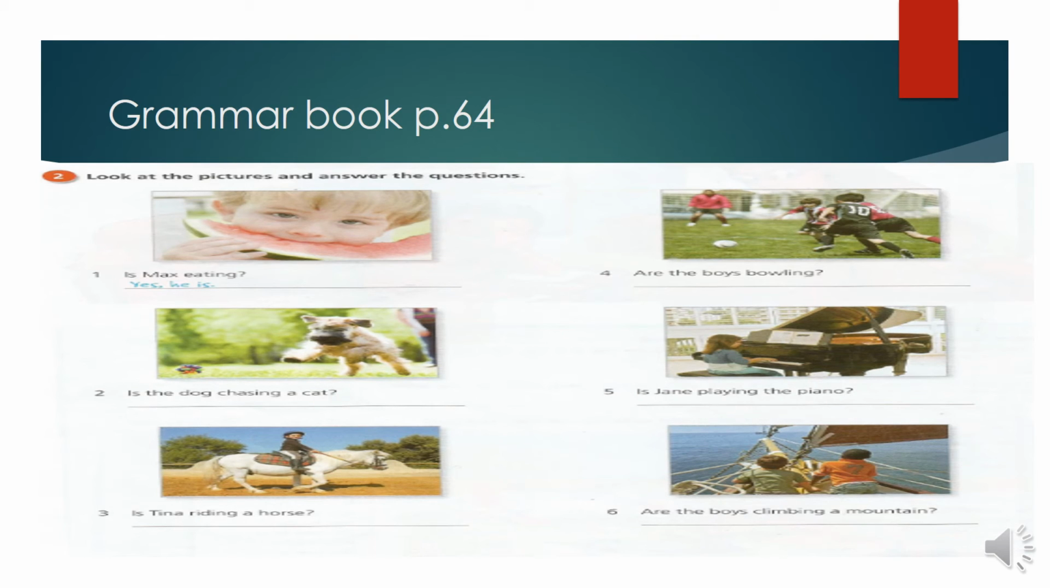Okay, open your grammar book, page 64. Exercise 2. Look at the pictures and answer the question. Number 1. Is Max eating? You can see he is eating. So, yes, after yes or after no, I must put a comma. Then I make a scissor shape. So it will be done. Yes, he is.